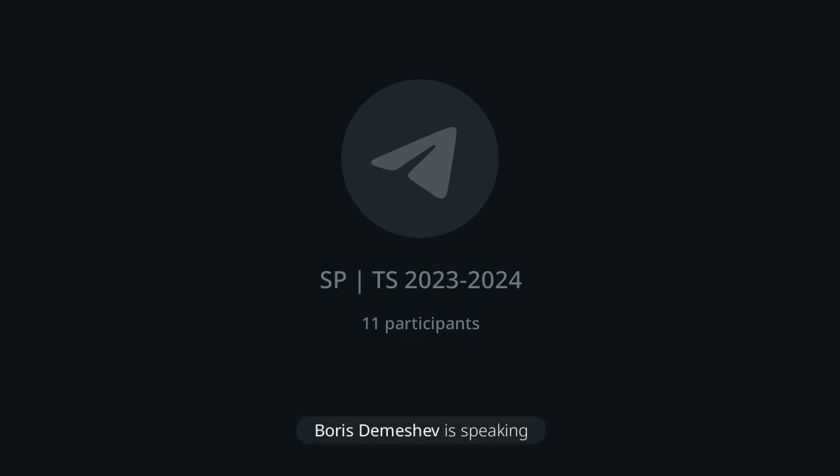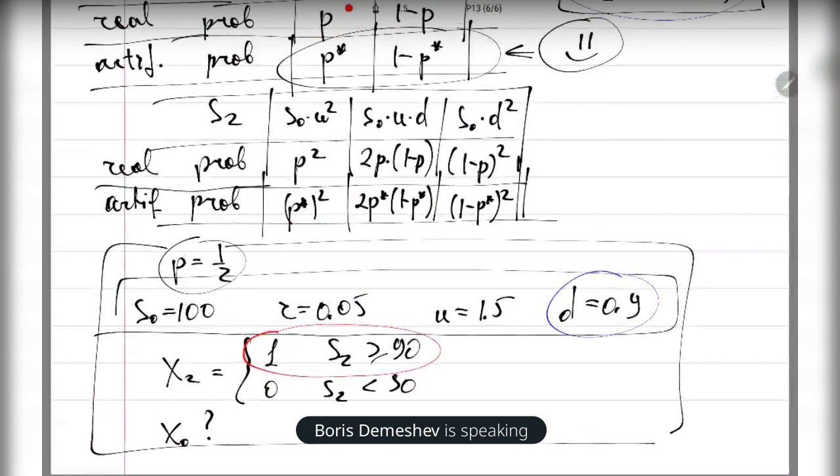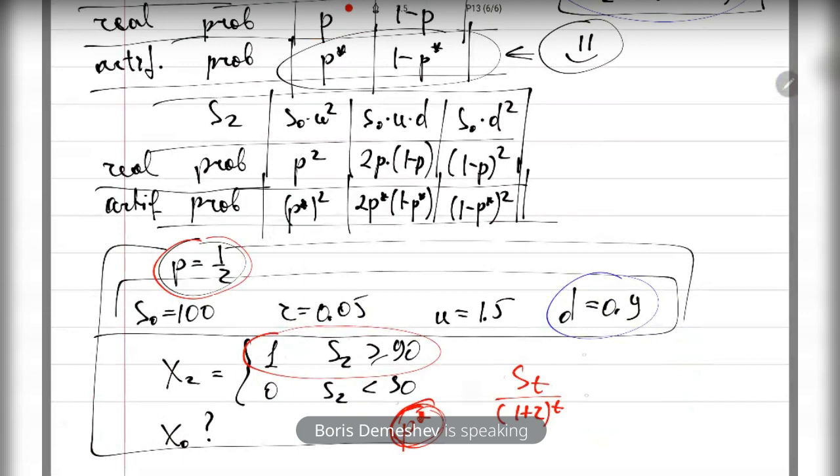Okay. And basically, our magic says that you should calculate an artificial P star. So that's black magic. You should not use P, you should use P star. You should calculate it in such a way that S_t divided by (1 plus r) to the power t should be a martingale under P star.